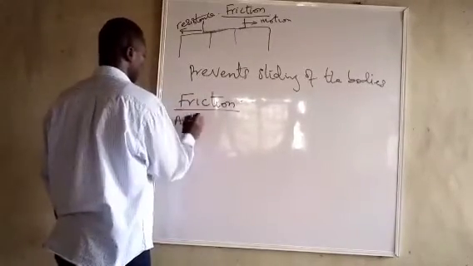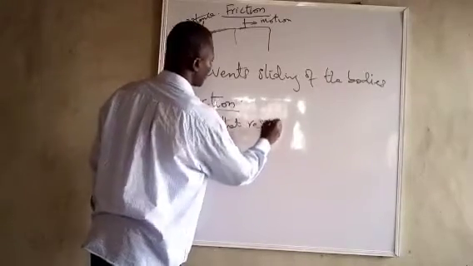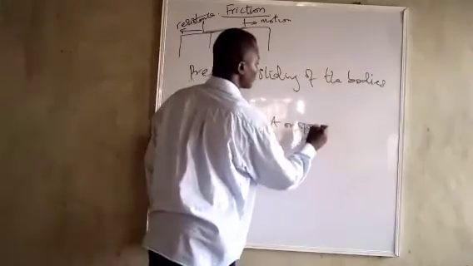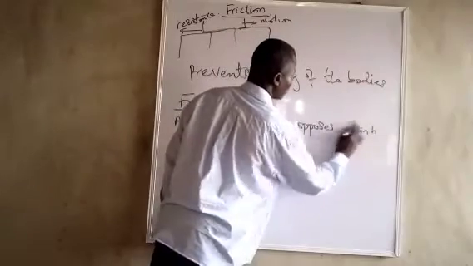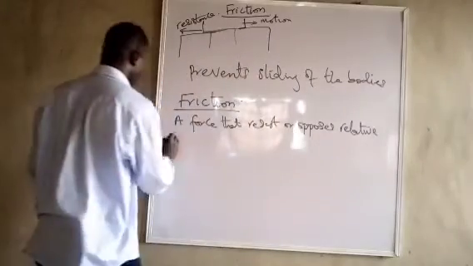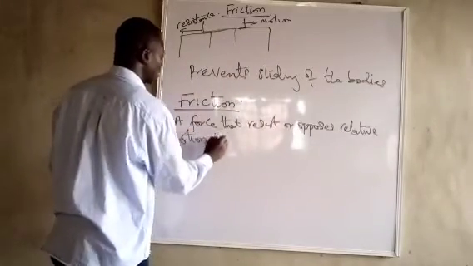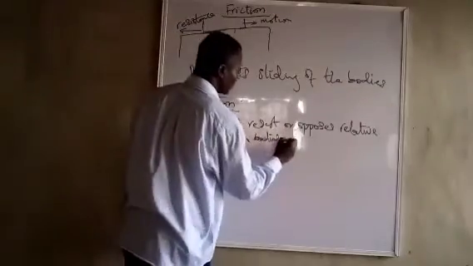Friction is a force that resists or opposes relative motion between two bodies in contact.